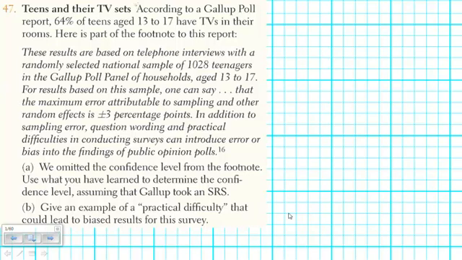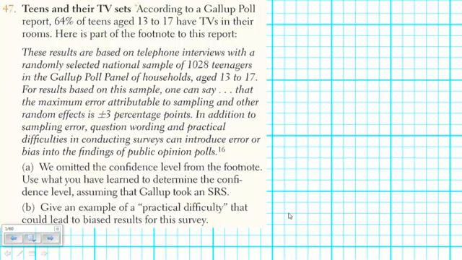In addition to sampling error, question wording and practical difficulties in conducting surveys can introduce error or bias into the findings of the polls. It says, A, we omitted the confidence level from the footnote. Can you figure out what the confidence level is based on the information here?